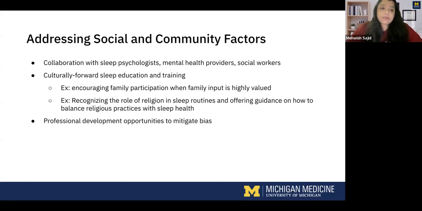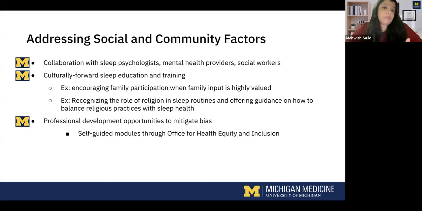And then, of course, there's always professional development opportunities to help mitigate, identify, and address our own possible biases or implicit biases. And for U of M, I believe we provide all of these things. So we've got an excellent network of providers who can help, and we have access to them. We can do soft handoffs with them.